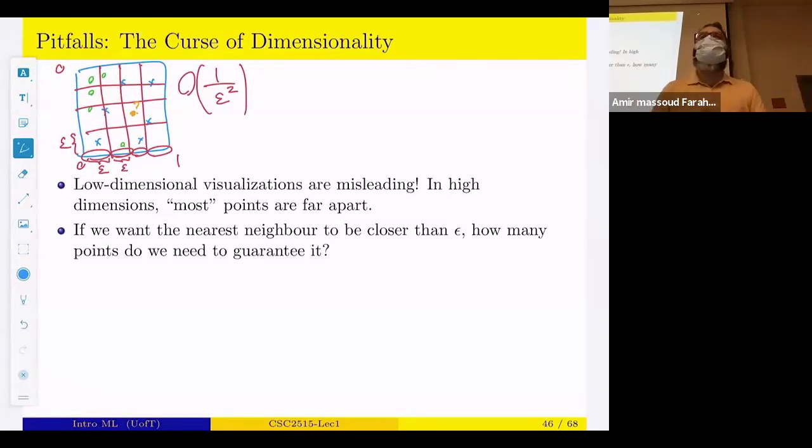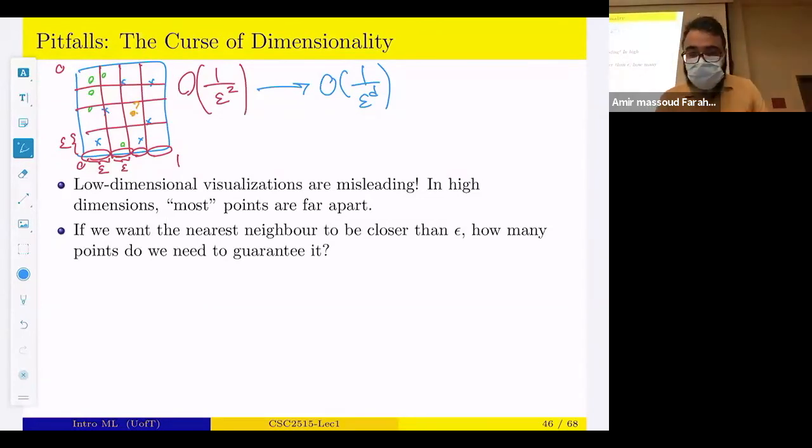So this is a rough heuristic argument that we need at least 1/ε² data points. So what happens if the dimension of the data is not 2, but is dimension D? I think you would agree, based on the same reasoning, that we need ε^d data points in order to ensure that for any query point, there is a point in the training set that is epsilon close to it.